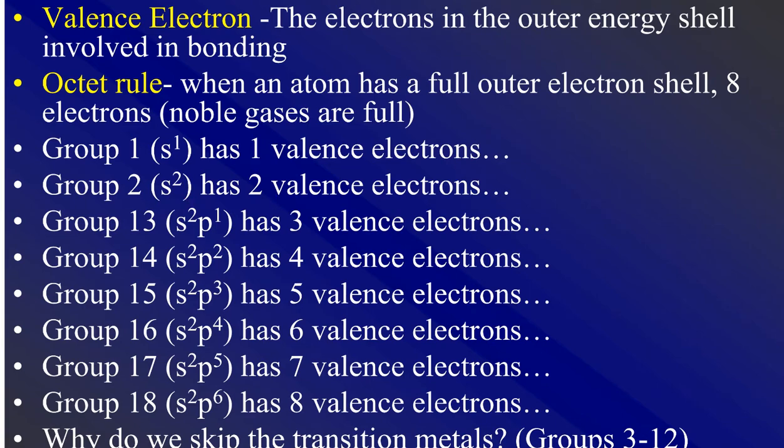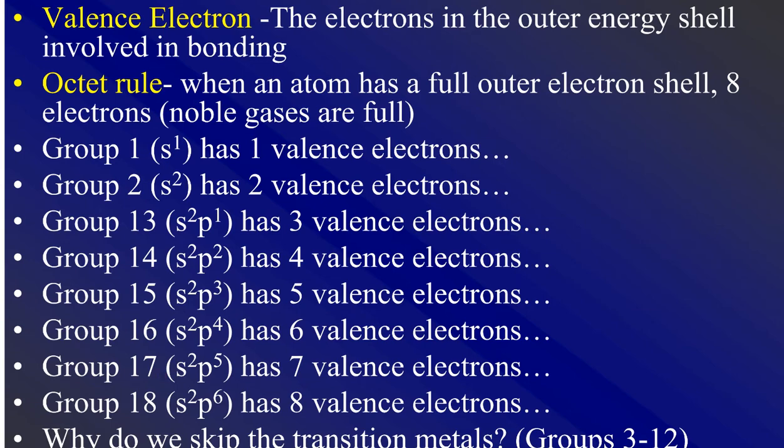Group 2, S2, has two valence electrons. Skip groups 3 through 12. Those are the transition metals. They have a different number of valence electrons in their outer shells. They can vary. Group 13 has S2P1, so therefore that's 3. I'm adding up the sum of the S and the P orbitals to get my total number of valence electrons. Okay, group 16 has 6, 17 has 7, 18 has 8, and so on.